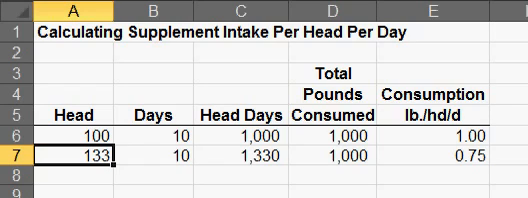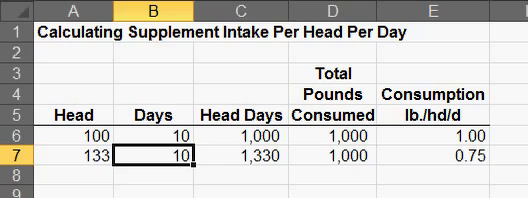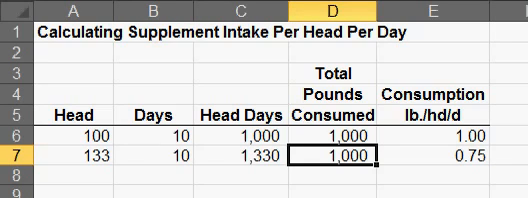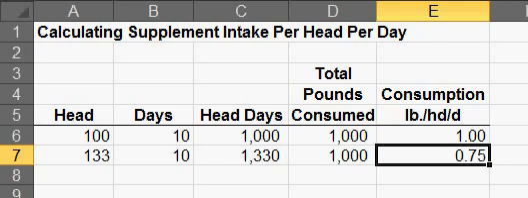If I had 100 calves there, that'd total up to 33 head. So now instead of 100 head, I've got 133 head. Still using 10 days. My head days is now 1,333, and I'm going to say we still consume that 1,000 pounds in 10 days. And now, as you can see, the consumption is much more typical at 3/4 of a pound per head per day.